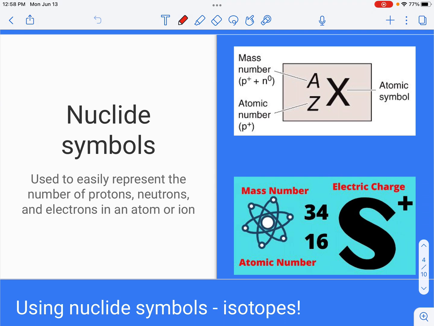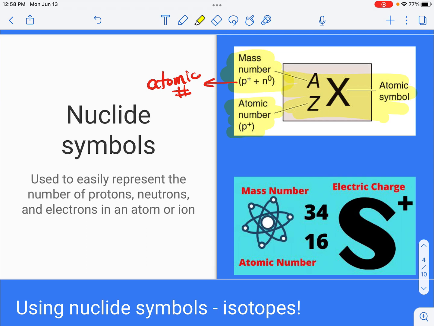So by now you should already have this information of the atomic nuclide symbol in your notes, that when we write this A to Z notation, sometimes is what it's called, the mass number is on the top left, which would be the number of protons plus the number of neutrons. Remember that the number of protons is the same as the atomic number. And so the bottom part of this, the Z number, would be the atomic number.